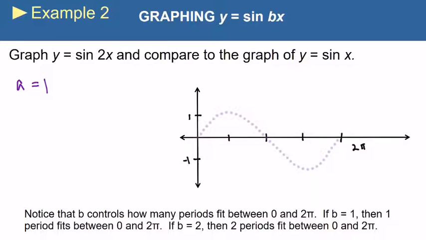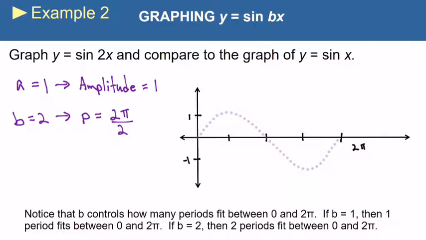We can see here that in sine of 2x, amplitude is 1, and b equals 2. So we're going to use the b number to calculate period. Period is 2 pi over b, which in this case is 2 pi over 2, and that means period is pi. Now, if this is 2 pi, then pi should be halfway between 0 and 2 pi, so that'll go right here.